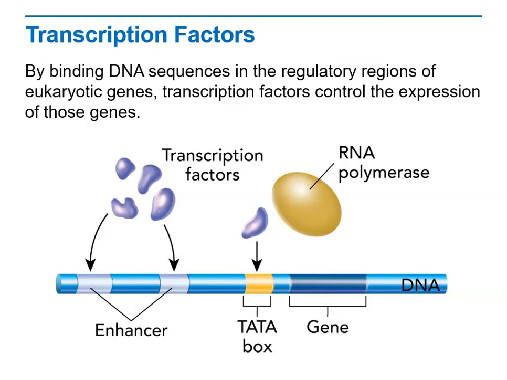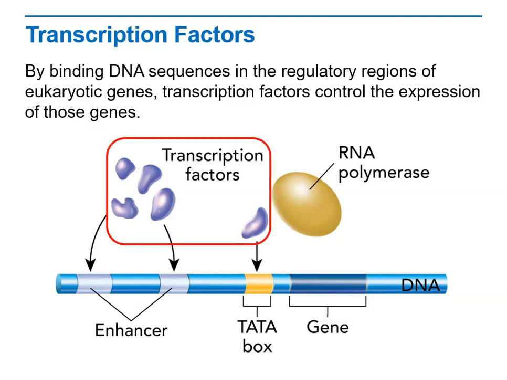How are genes regulated in eukaryotic cells? By binding DNA sequences in the regulatory regions of eukaryotic genes. Transcription factors control the expression of those genes. Gene expression in eukaryotic cells can be regulated at a number of levels. One of the most critical is at the level of transcription by means of DNA-binding proteins known as transcription factors.